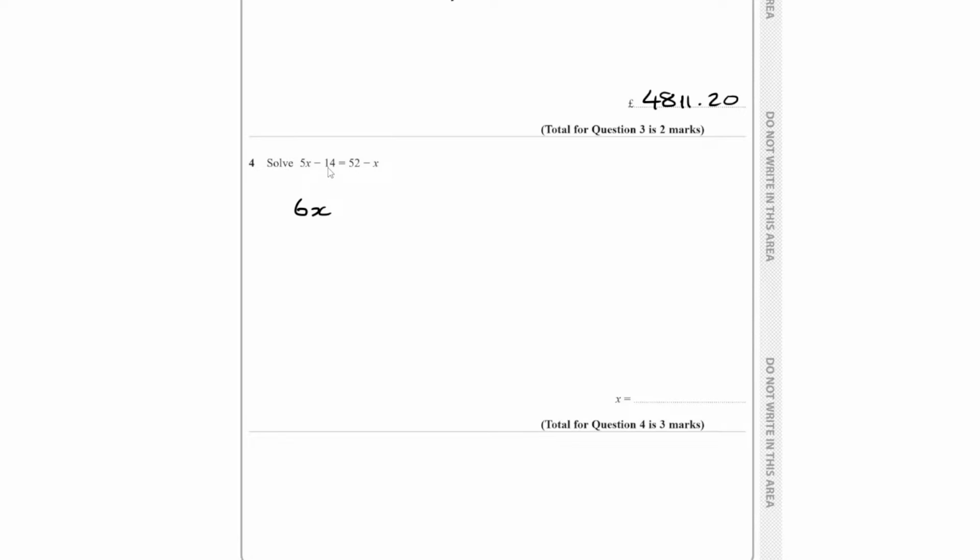And then I'm also going to therefore move the 14 to the other side to get it away from the x. So also add 14 because it's currently a minus. And then you get 52 plus 14 is 66. And then obviously divide by 6. 11. That's literally it for that one, 3 marks.